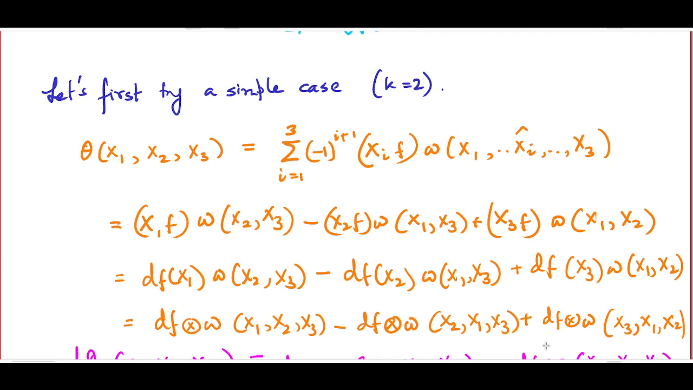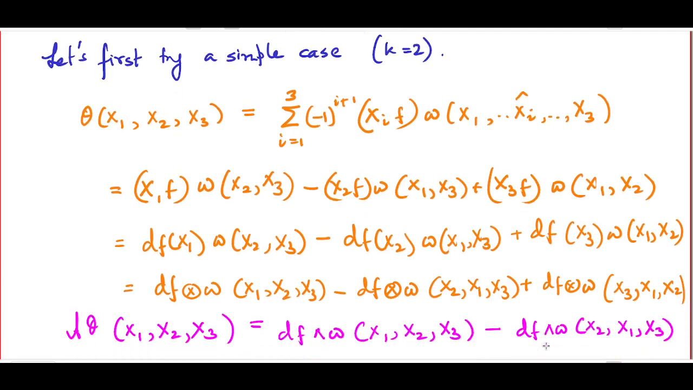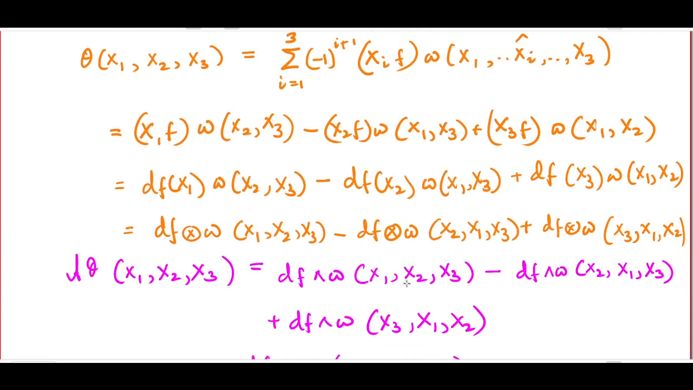Now we make use of our result. Theta is the same as the alternator operator acting on theta. So curly A theta acting on x1, x2, x3 is simply curly A acting upon these. But curly A acting on df tensor product omega is nothing but df wedge omega. So we have df wedge omega acting on these three pieces. So the arguments here are x1, x2, x3 here, x2, x1, x3 here, x3, x1, x2 here.